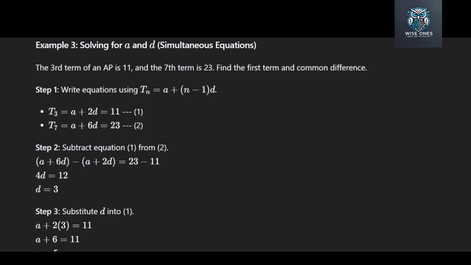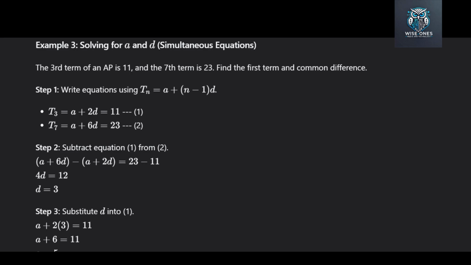We are told this equals 11. So equation 1 is a plus 2d equals 11. For the seventh term, n is 7, so n minus 1 is 6. So t sub 7 equals a plus 6d. We are told this equals 23. So equation 2 is a plus 6d equals 23.